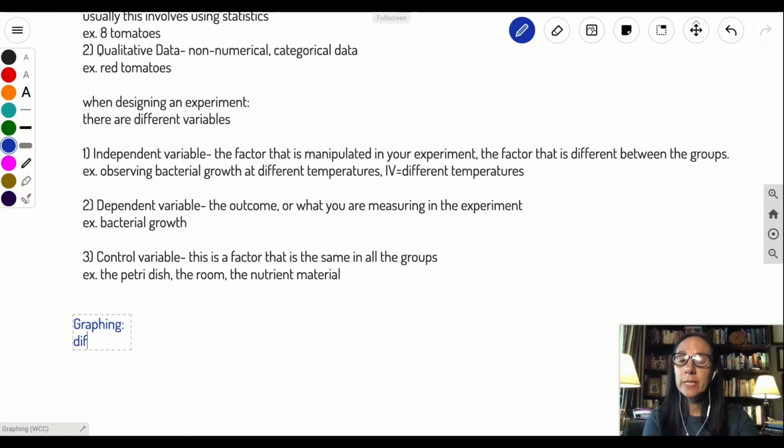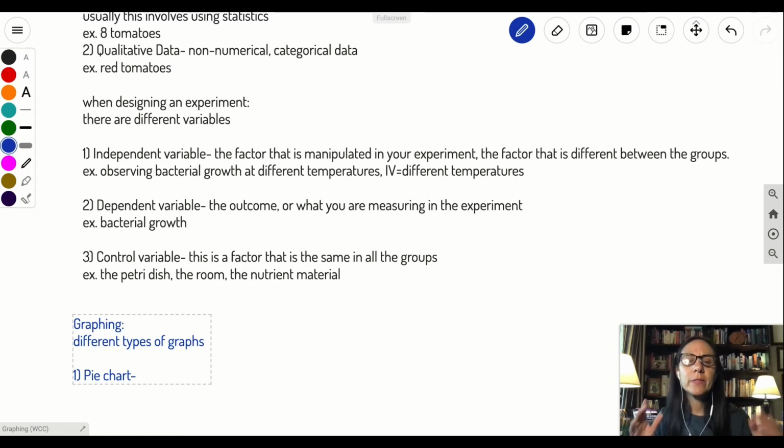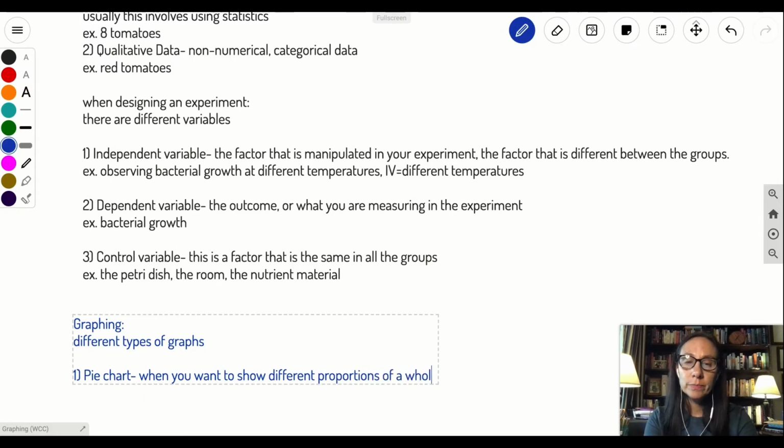There are different types of graphs. And I'm going to go over 4 different kinds of graphs. So the first one I'm going to talk about is called a pie chart. And a pie chart is used when you have different pieces of a whole piece. So when you want to show different proportions of a whole, okay? And so the pie chart is very handy. Usually you see them using like percentages. Of course, you can use numbers, but it's a good visual to see how big a piece is of the whole thing. And let me show you an example.